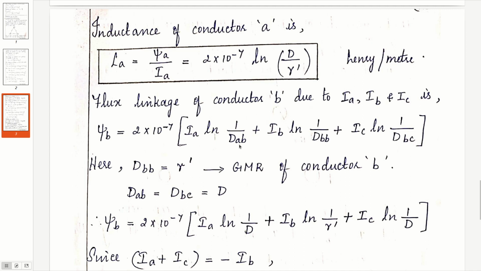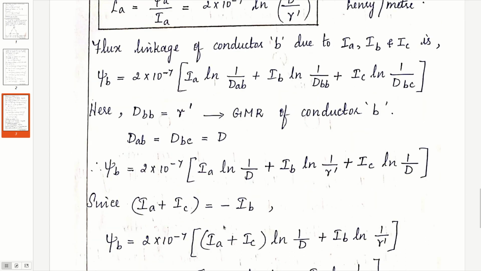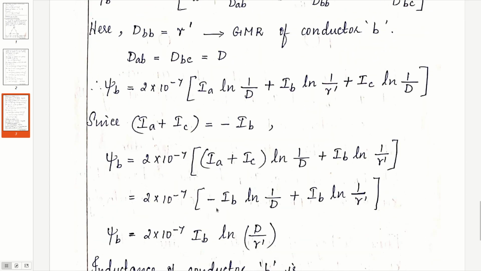So now we know DAB is D, DBC is also capital D, DBB is R dash. So do those substitutions. You will get psi B as 2 into 10 to the power minus 7 [IA ln 1 by D plus IB ln 1 by R dash plus IC ln 1 by D]. So now again you can take IA plus IC as minus IB. So 2 into 10 to the power minus 7 [minus IB ln 1 by D plus IB ln 1 by R dash]. Now these two terms can be combined as psi B is equal to 2 into 10 to the power minus 7 IB ln D by R dash.